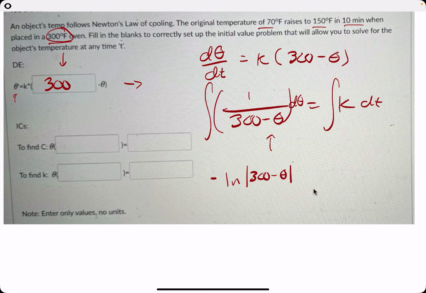When you have a negative on the inside, basically the coefficient of the theta, the coefficient of the variable, is negative. So had you used U substitution, it would result in a negative being on the outside. That's all I'll say there. We'll just keep it going. We integrate k, we get kt plus c.